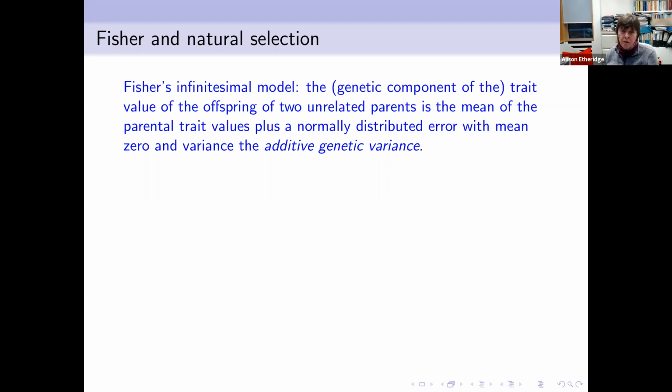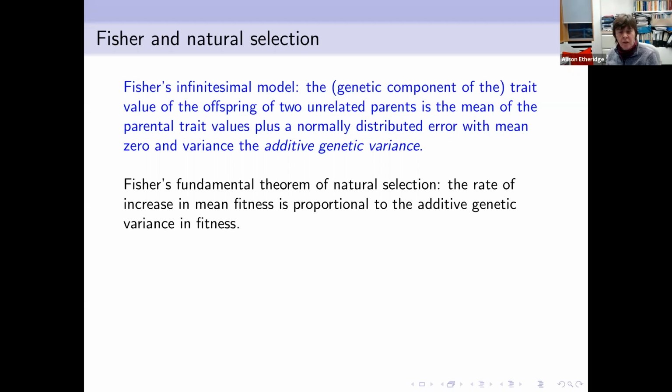And that normally distributed error is going to have mean 0 and variance given by what is called the additive genetic variance. And we'll see what that is as we progress through the lecture. Okay. And then Fisher's fundamental theorem of natural selection says, well, the rate of increase in mean fitness in a population is proportional to that additive genetic variance in fitness. So it's the additive genetic variance on which natural selection is able to act, and that's going to be important.